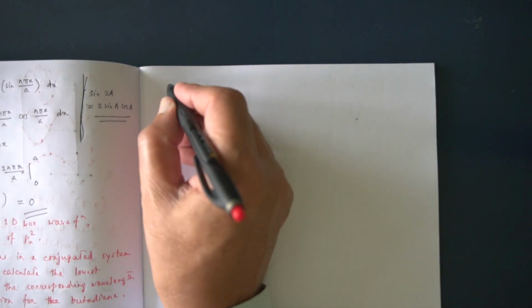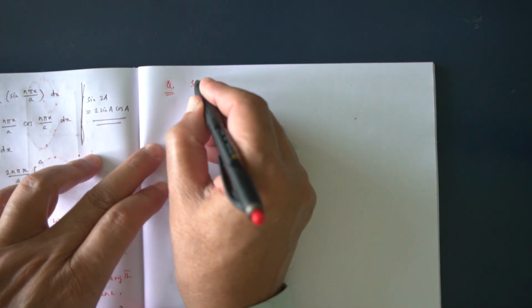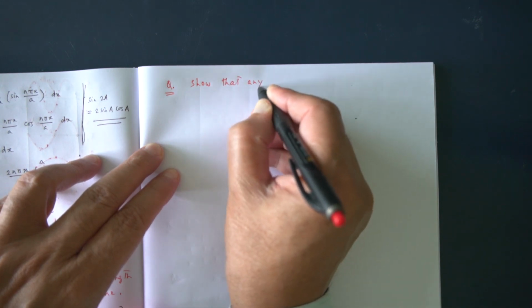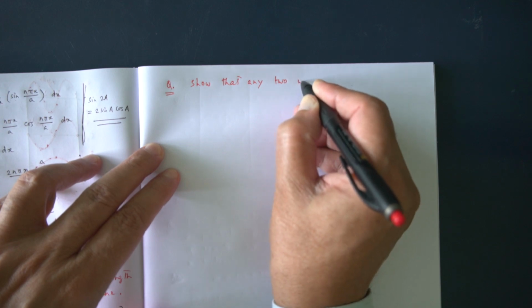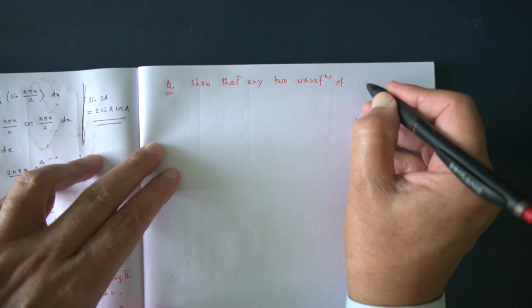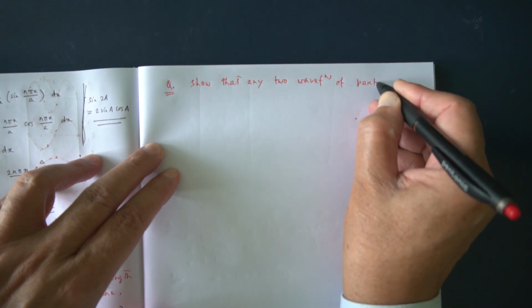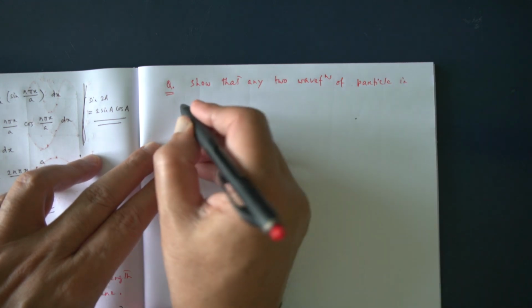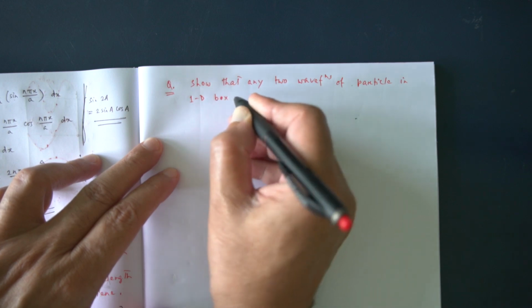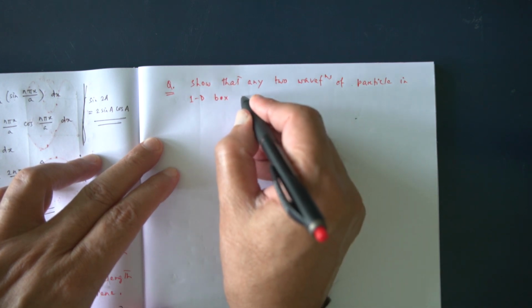Another problem, let us see. Show that any two wave functions of particle in 1D box are orthogonal.